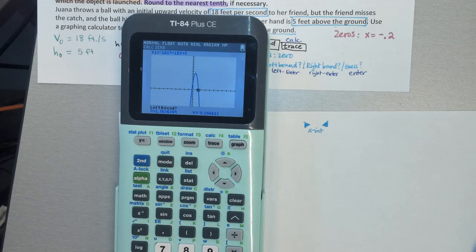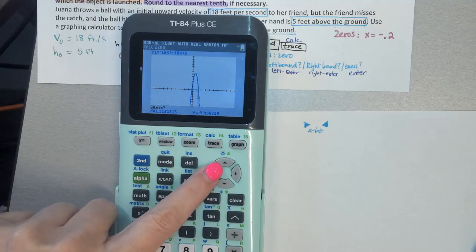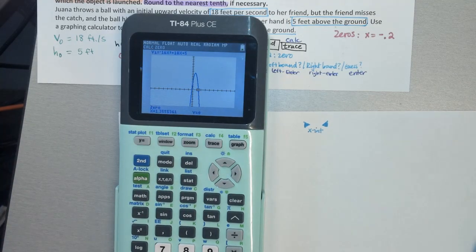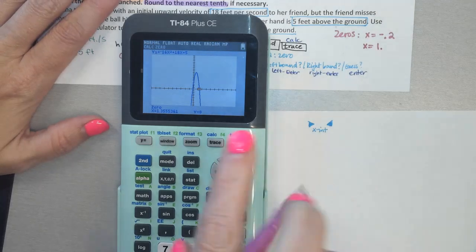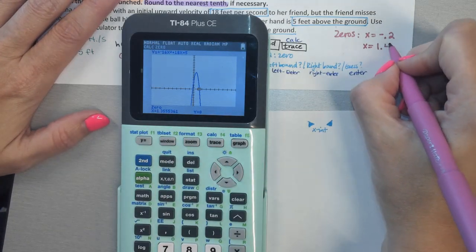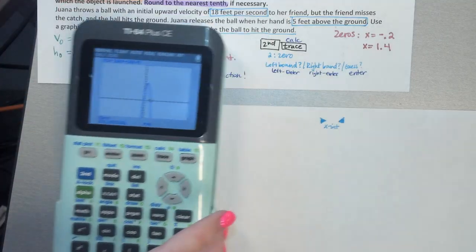Okay, and then when it's asking you left bound, we're just going to click on the left arrow. We're going to press enter. For the right bound, go back to the center, click on the right, press enter. And then for the guess, you can press enter here, or if you want to go back to where that is, you can. So the second one is going to be x equals 1 point, and then we're going to round that up to a 4.